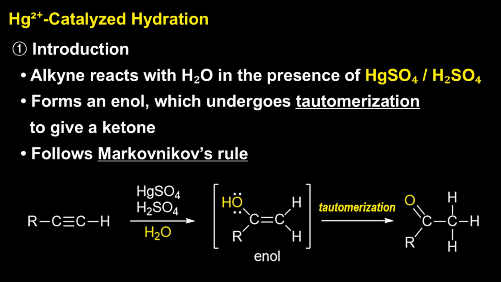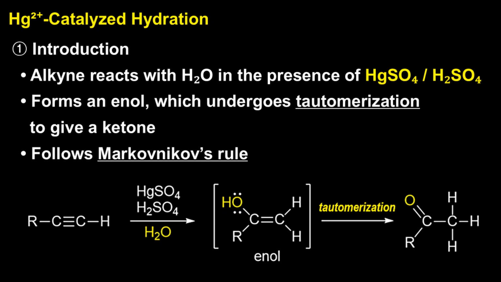When a terminal alkyne reacts with water, and you've got both mercuric sulfate and sulfuric acid in the mix, something pretty interesting happens. Water adds across the triple bond, and that gives us an enol intermediate. But here's the thing. Enols don't stick around for long. They rearrange pretty quickly through something called tautomerization, and that's how we end up with a ketone.